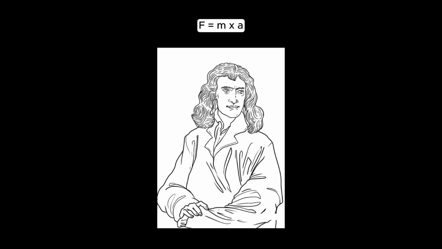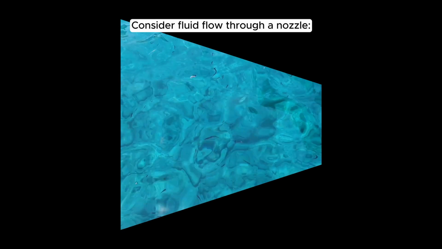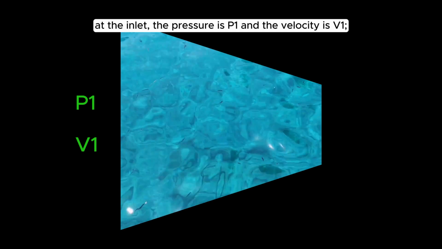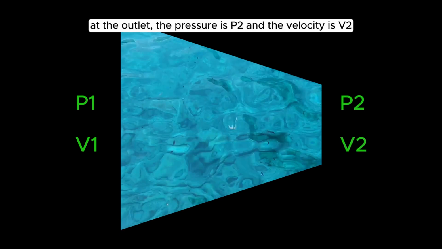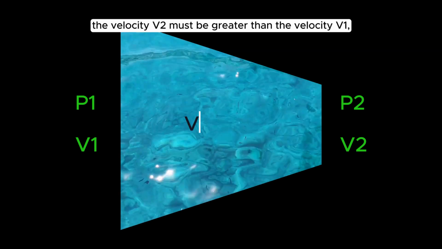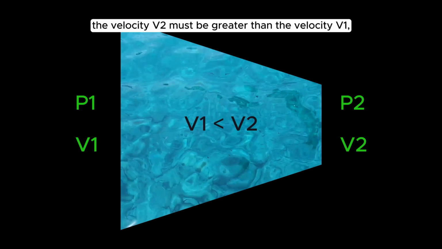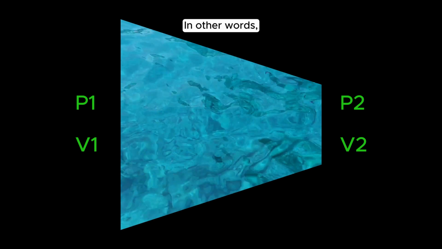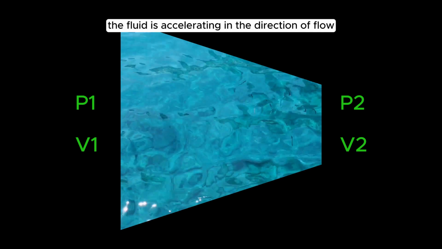Force equals mass times acceleration. Consider fluid flow through a nozzle. At the inlet, the pressure is P1 and the velocity is V1. At the outlet, the pressure is P2 and the velocity is V2. If the flow is steady, the velocity V2 must be greater than the velocity V1, as required by the conservation of mass. In other words, the fluid is accelerating in the direction of flow.